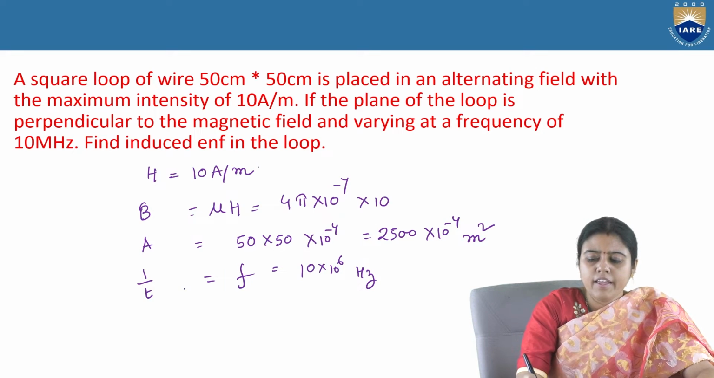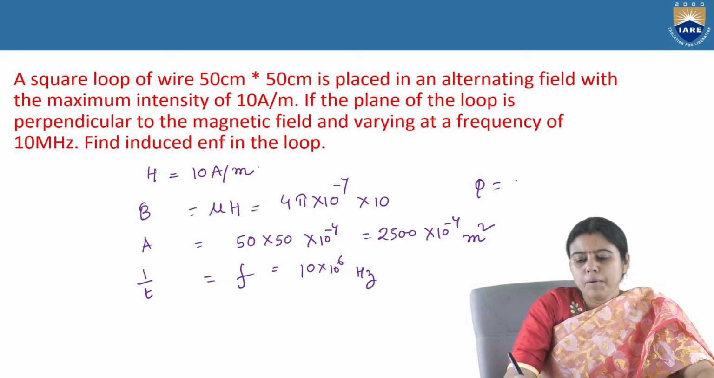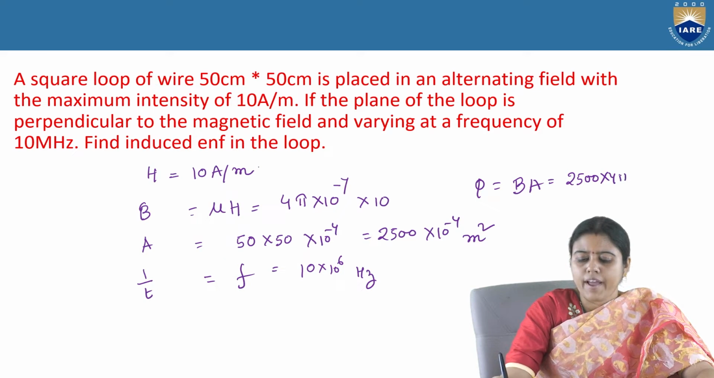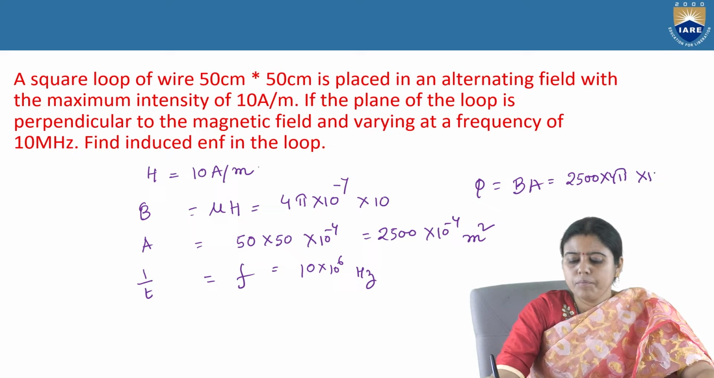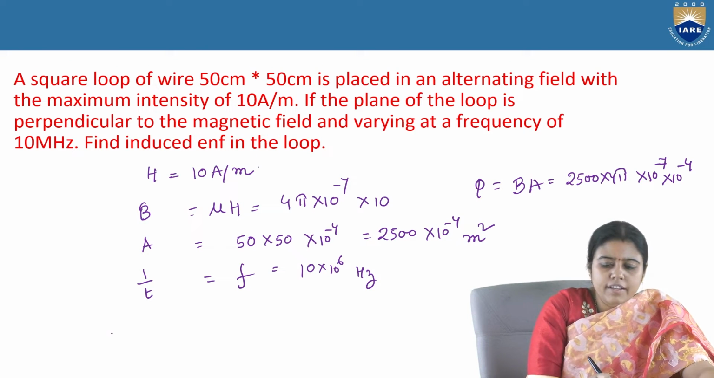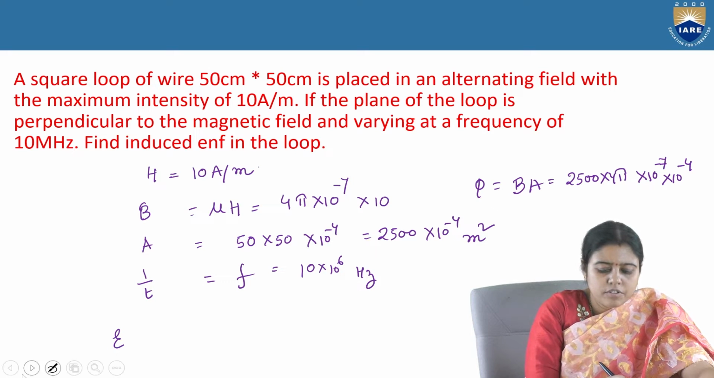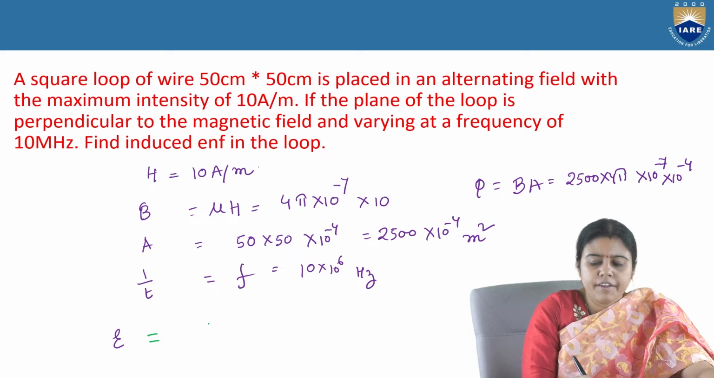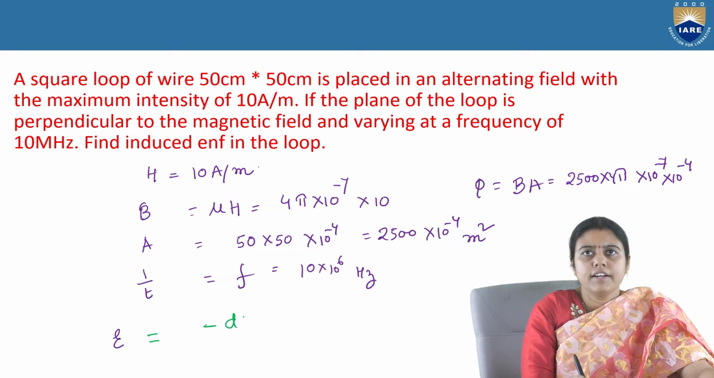And what is phi? Phi is equal to B into A, 2500 into 4 pi into 10 to the power minus 7 into 10 to the power minus 4. So what is the EMF now? EMF is equal to minus d phi by dt.